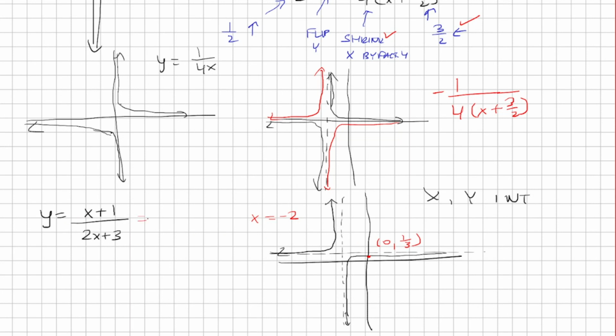If I set this equal to 0, I get x plus 1 is 0. And so the x-intercept is going to be negative 1. So it's over here. And now I'm going to plug in negative 2 just to have another point. So it's negative 2 plus 1 over 2 times negative 2 plus 3. That becomes negative 1, and then negative 4 plus 3 is negative 1. Oh, that's going to give me positive 1. So there's 3 points. That should be enough, and this is our graph.